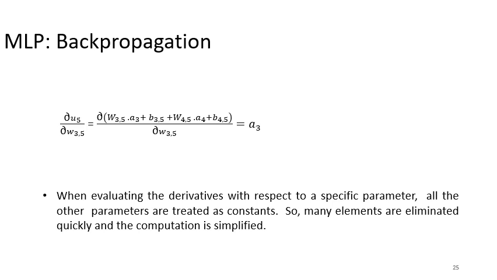Let's go through the computation of the last partial derivative. This calculation simplifies nicely because when evaluating the derivative with respect to a specific weight W35, all other terms are constants. Terms like E3, E4, B35, and B45 are treated as constants and therefore do not impact the differentiation with respect to W35. This simplification streamlines the computation during the backpropagation process.